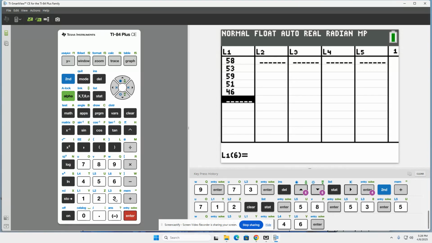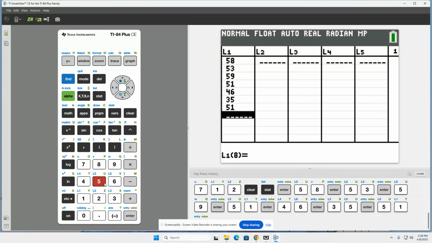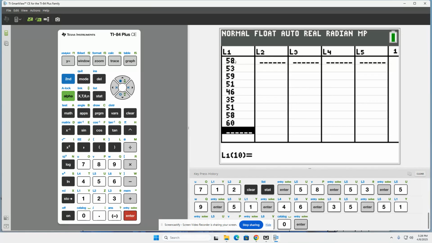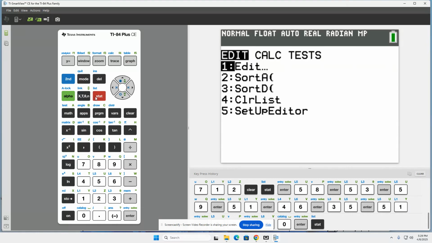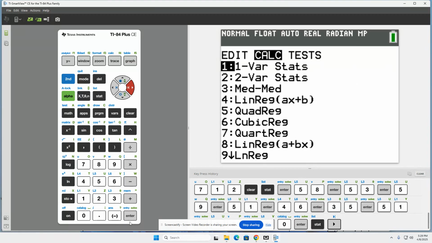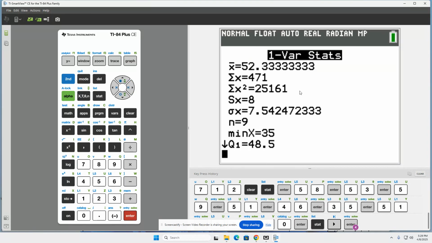46, 35, 51, 58, and 60. So we got every one of these numbers in here. I like to double check them. I like to count them, make sure I didn't miss anything. 1, 2, 3, 4, 5, 6, 7, 8, 9. Got them all? So here we go. We go back to stat, but this time we scroll over to calculate and we do 1-Var Stats. We already talked about how this X bar is your mean. So my mean is 52 point, and we'll go ahead and round to 1 decimal, 52.3.